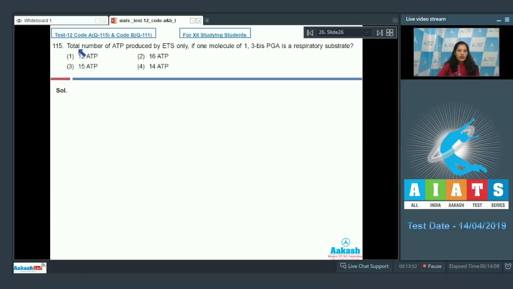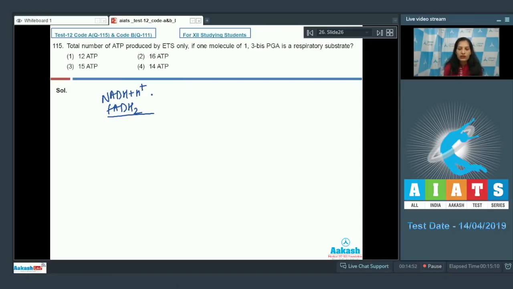Question number 115. Total number of ATP produced by ETS only, the electron transport system, if one molecule of 1,3-bisphosphoglyceric acid is a respiratory substrate. First option 12 ATP, second 16 ATP, third 15 ATP, fourth 14 ATP. Through ETS only means we have to count the number of NADH plus H plus and the number of FADH2. We should not count the substrate level phosphorylation, because ATP produced by ETS is through only NADH and FADH2.